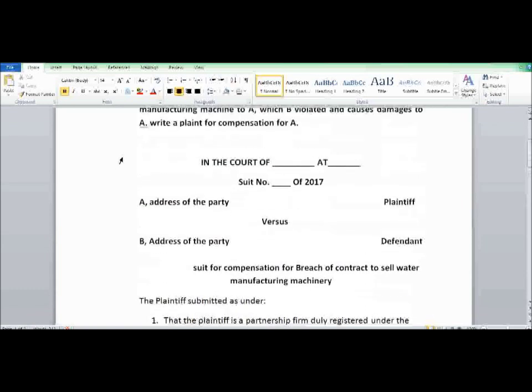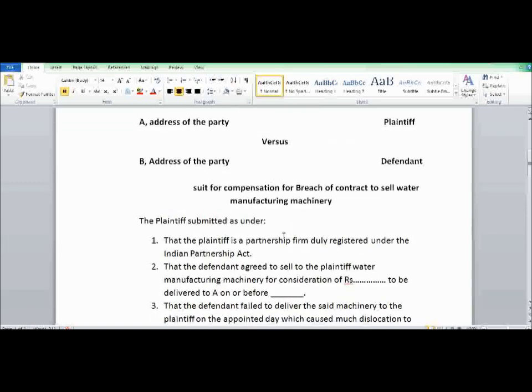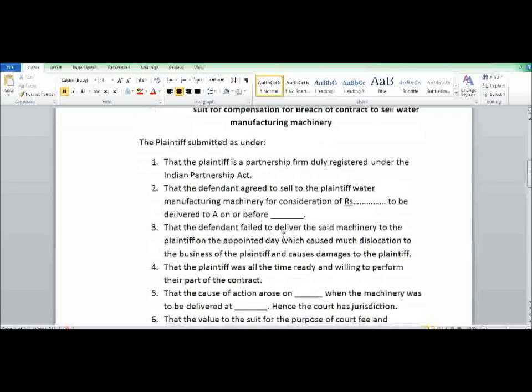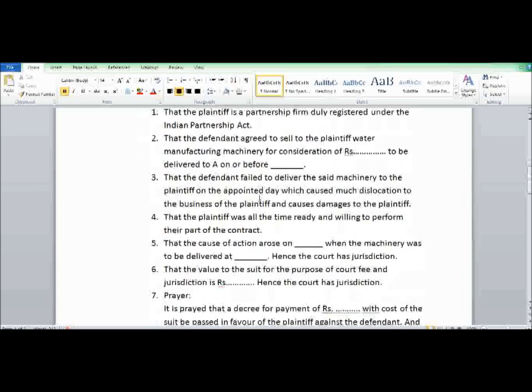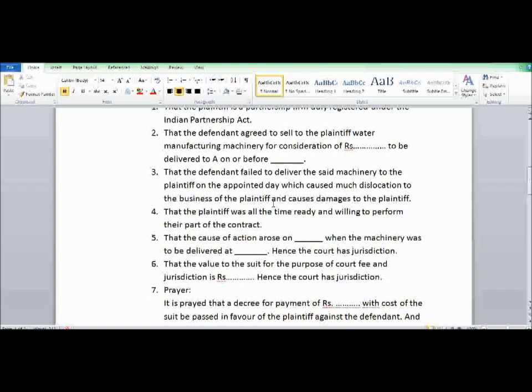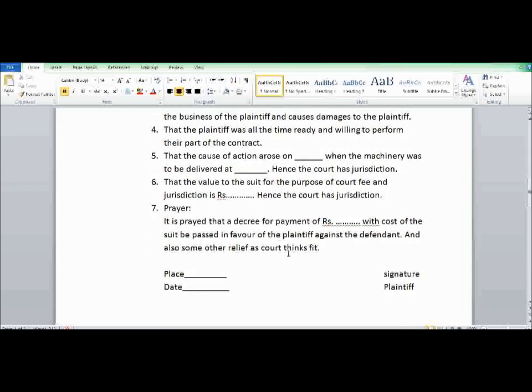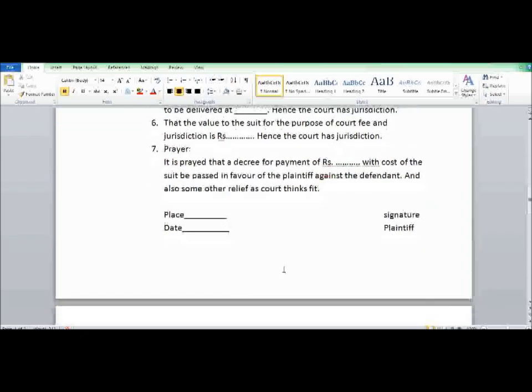So there are some points that you have to keep in mind. Court name, party name on the left side, on the right side the description of the party, then the suit subject, that is the subject on which the matter is based, then the important points dealing with the case, and also the legal points talking about the jurisdiction of the court, and then the prayer. This is the simplest example of constructing a plaint.